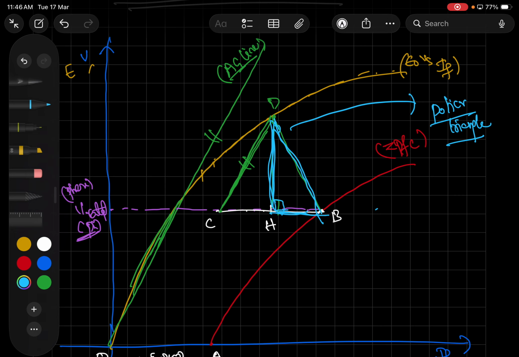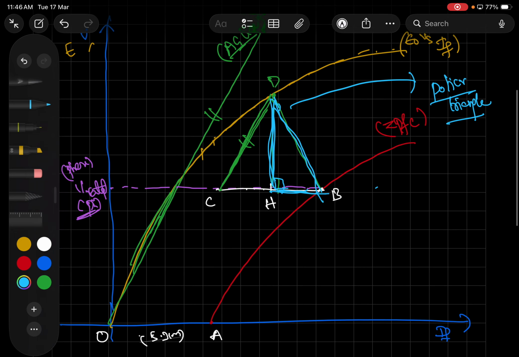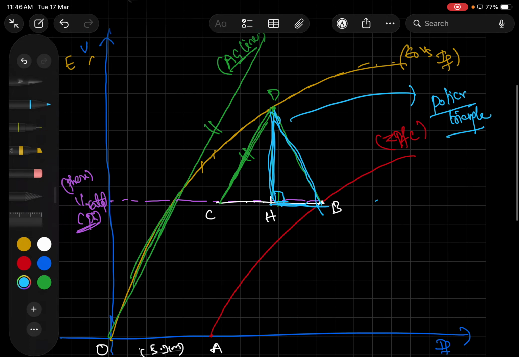So how are we drawing the POTIER triangle here? I am drawing the OCC characteristics and the ZPFC. From that, I am drawing a rated phase voltage onto the ZPFC. Whatever the OA length is, I draw the same length as BC, so OA is equal to BC. And from point C, draw a line parallel to the air gap line such that it intersects the OCC.